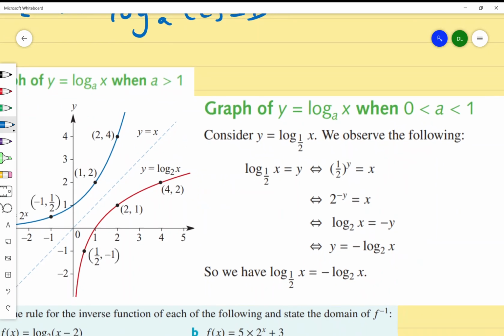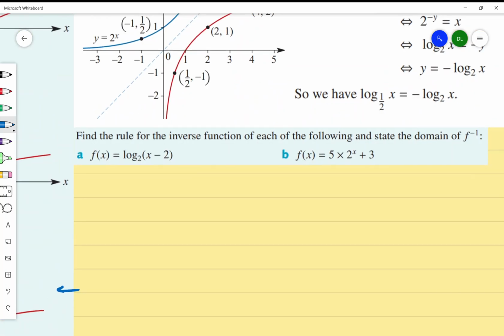Okay. Graph of y equals log base a of x when a is between 0 and 1. So when a is between 0 and 1, let's use the example of half. I have log base half of x equals y. What you're going to be doing is converting and finding the inverse. Once again, what does finding inverse mean? We switch the x and y. That is a process. We're going to do it together.